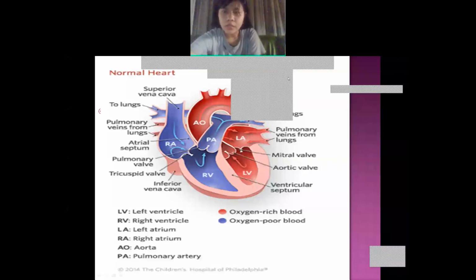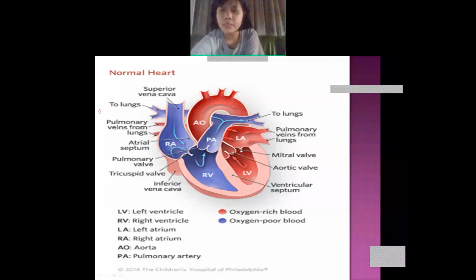Okay. So the oxygenated blood will come from the lungs, and it will enter with the help of what? With the help of the pulmonary veins. Understand? Pulmonary veins. And it will enter first to the left atrium. Then it will go down. There is a door or a pathway which is known as the mitral valve. Understand? Mitral valve. So as soon as it passes through the mitral valve, it will go down. That is the left ventricle.